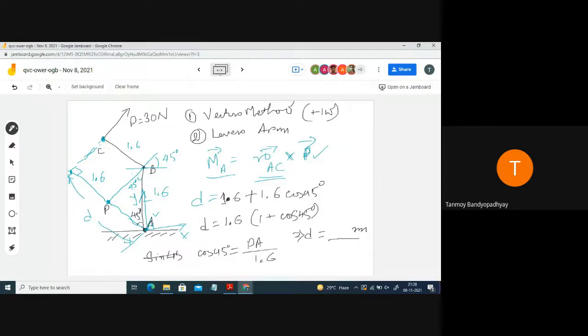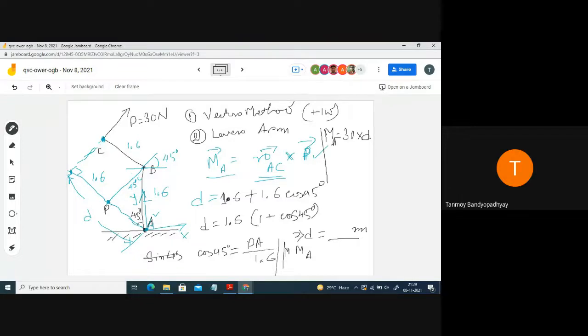And then just multiply it by the force. So if I need to calculate MA, MA will be equal to the force, the magnitude of the force is 30, into D. So just do 30 into D. D equals 1.6 plus 1.6 upon root 2, that is 2.73. MA is 82.